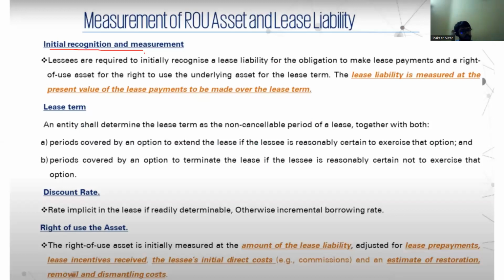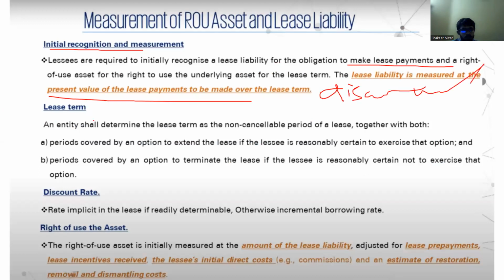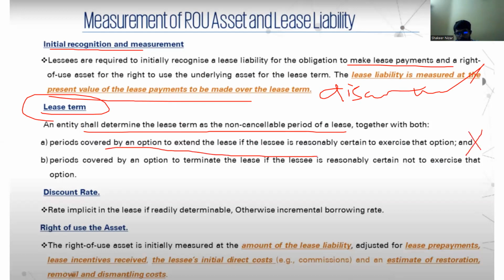The lessees are required to initially recognize the lease liability at the present value of future cash flows. The lease liability is measured at the present value of the lease payments, discounted at the implicit rate of return, using the lease term or tenure. The entity shall determine the lease term as the non-cancellable period of the lease, together with periods covered by an option to extend. The options to extend and to terminate are not at your level.